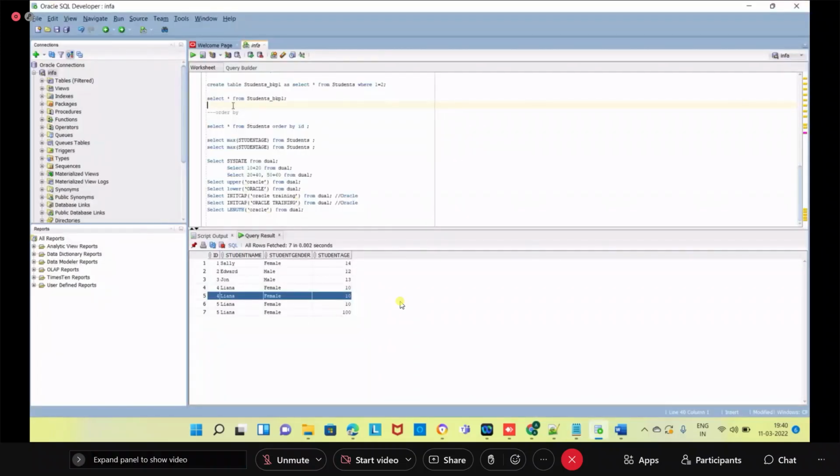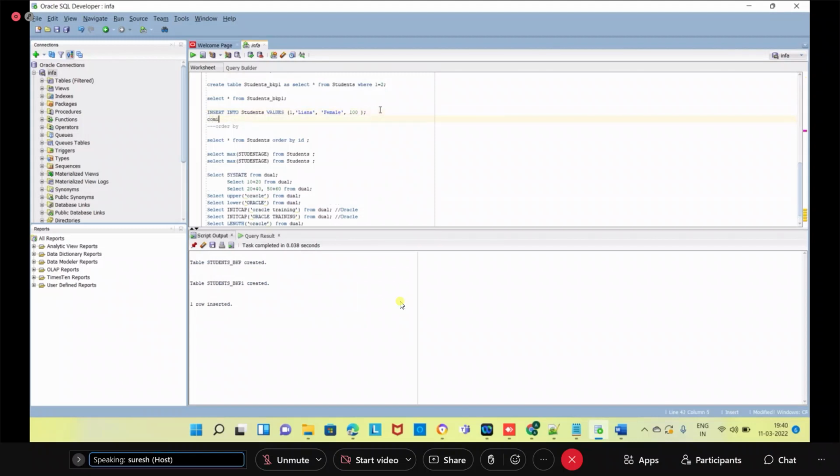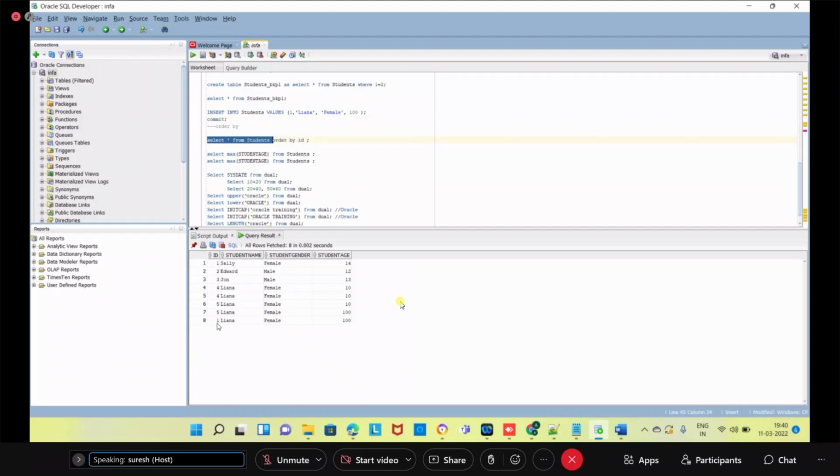Let me make an insert here. So let me make one entry, and then let me commit that. Okay, I committed. Okay, now if you see the data in the students table, it has a row with ID 1, and it is placed in the 8th row.